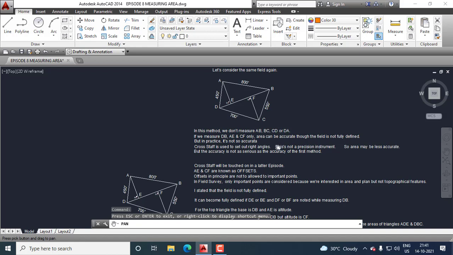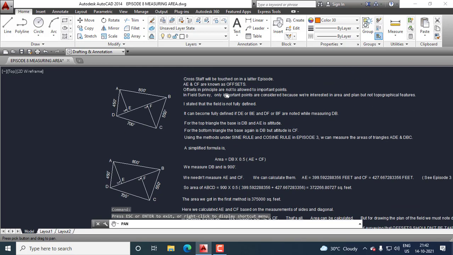We know how to calculate this offset. We know this diagonal, we know this side, we know this side. So we can calculate angle ADB by using cosine rule, and by using sine rule we can calculate this side AE. In the same way we can calculate CF also. So after calculating AE and CF, we follow the simple method.